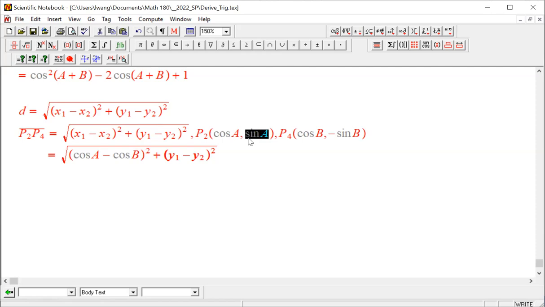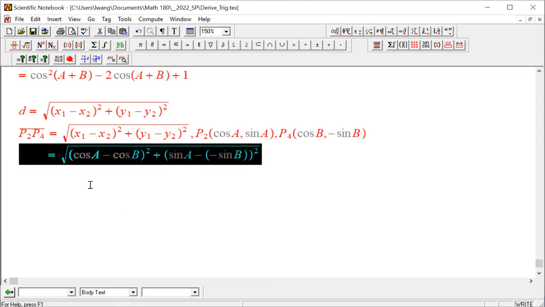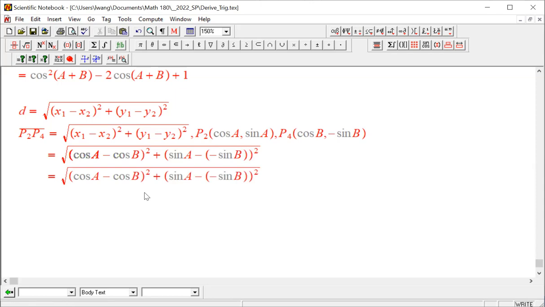y1 is sine of A. So sine of A. y2 is a negative sine of B. Negative sine of B. Oops, my bad. y2 is a negative sine of B. Okay. Now, we put this in. Sine of A minus negative sine of B. So negative, negative makes positive. So here we can put a plus.